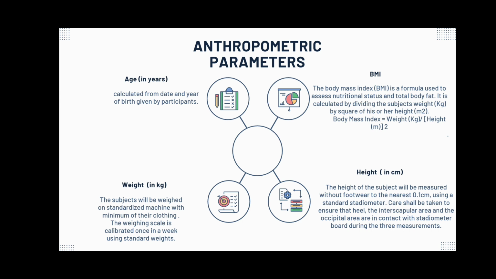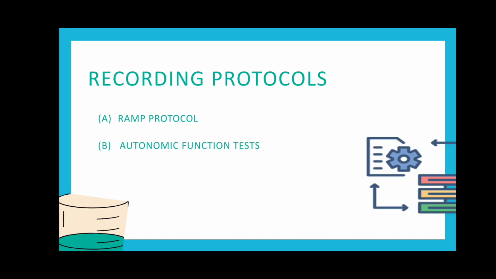The height of the subject will be measured without footwear to the nearest 0.1 centimeter using a standard stadiometer. Care shall be taken to ensure that the heel, the interscapular area and the occipital area are in contact with the stadiometer board during the three measurements.